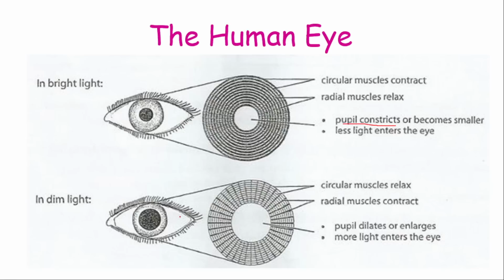The opposite is true in dim light. In dim light, the pupil dilates or gets larger. And how that occurs is because the radial muscles contract, while the circular muscles relax. So you need to know the difference in dim light versus bright light and the reason why.